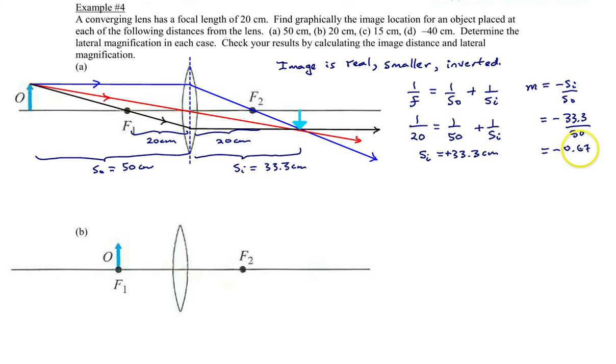It's about 2/3 of the size of the original object. And lastly, it's 33 centimeters behind the lens, and when you're behind the lens, that's actually a real image.